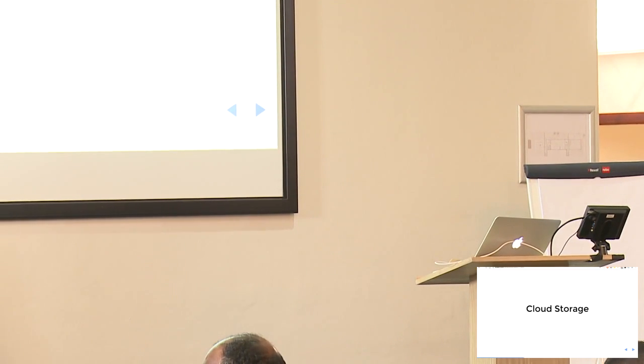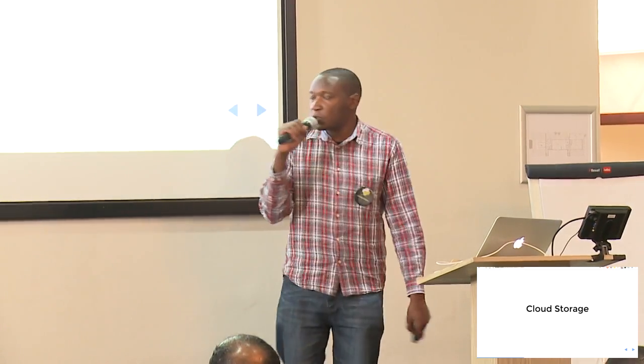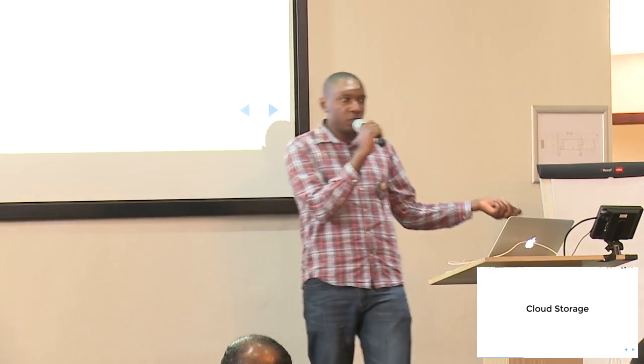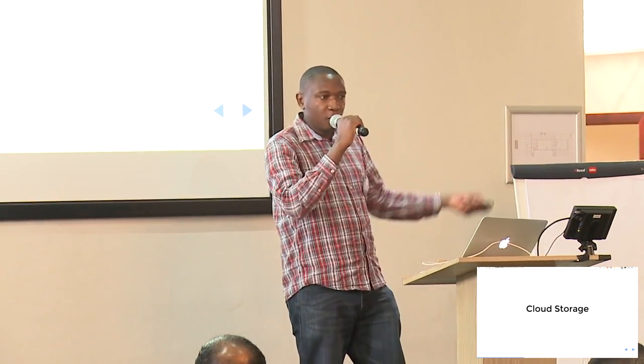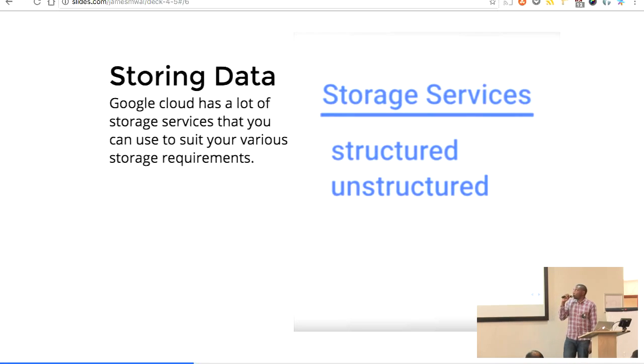Thank you. So you can actually be able to configure cloud storage. Those of you who've used Amazon, you know we store all our files in Amazon S3. So with App Engine, you can store your files on Google Cloud Storage. And Google Cloud has a lot of services that you can use to suit your various needs. And this depends on whether your data is structured or unstructured.